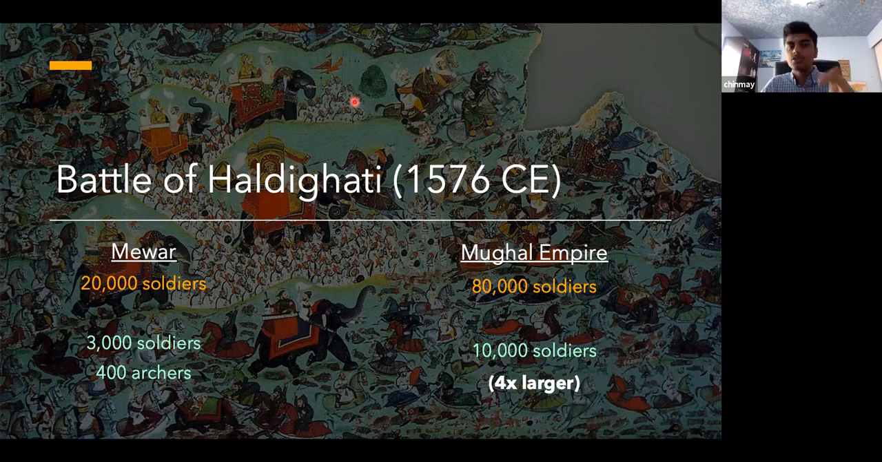The only thing that both sources agree on, they might have different opinions when it comes to how many soldiers each side had, the only thing we know for sure was that the Mughal Empire had an army that was 4 times larger than Maharana Pratap's army. So the Mughal Empire outnumbered Maharana Pratap.